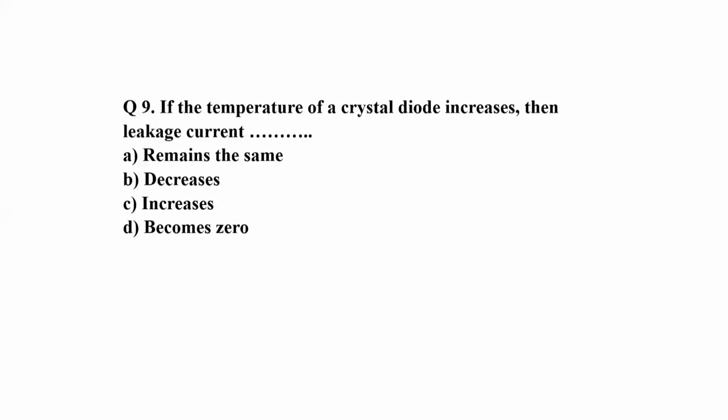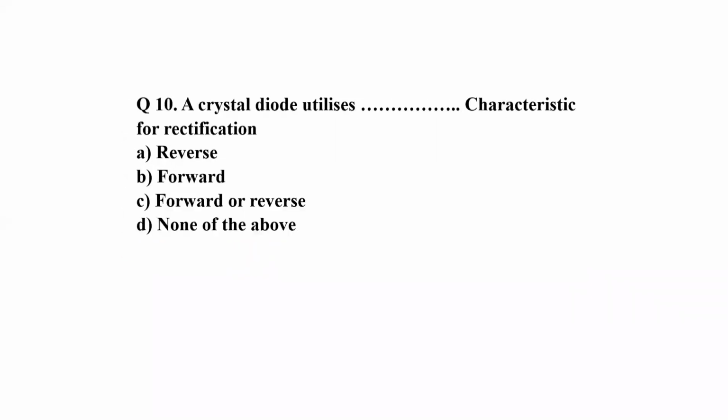In this question: if the temperature of a crystal diode increases, then the leakage current. We know that the diode conducts, or there is a breakage of the depletion layer, because of the temperature and because of the voltage. That's why the answer for this question is: if the temperature of a crystal diode increases, then the leakage current increases.